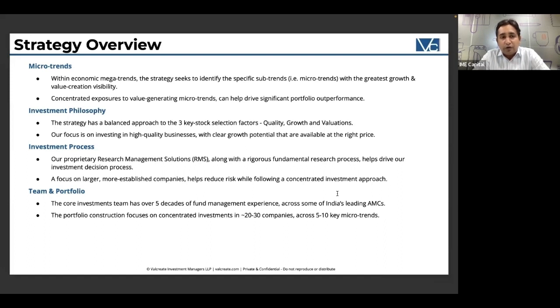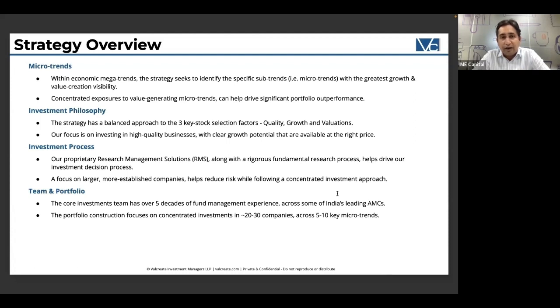The investment philosophy basically has a balanced approach towards 3 key stock selection criteria: growth, quality, and valuations, with the focus being on investing in high-quality businesses with clear growth potential that are available at the right price. We have a very rigorous investment process, which includes the use of a proprietary research management solution, which basically helps drive much superior investment decisions. We'll take you through how this investment process works. And we'll also go through what the team is.